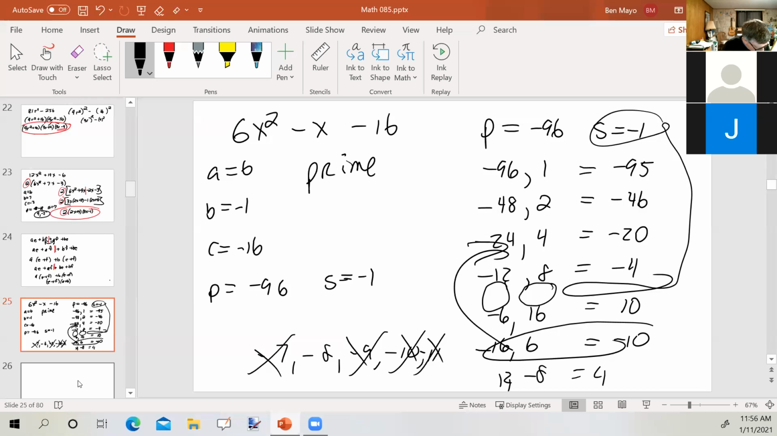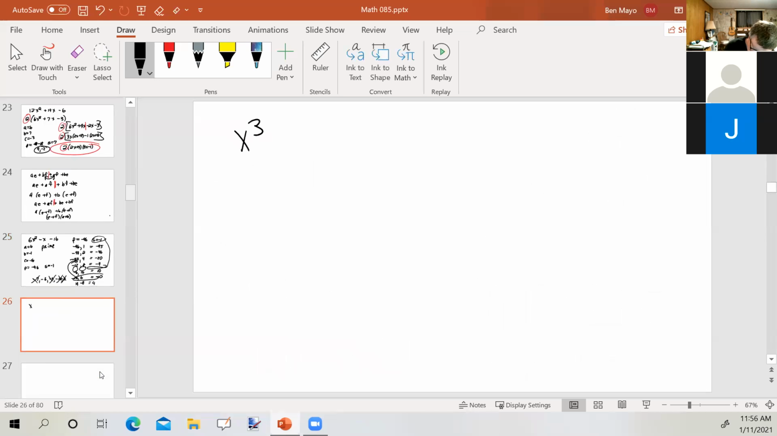Let's see here. Done that one. How about this? X cubed minus 25. Is that the difference of two squares? Nope. It's the difference of a cube and a square. There's no greatest common factor I can take out. So that's prime.